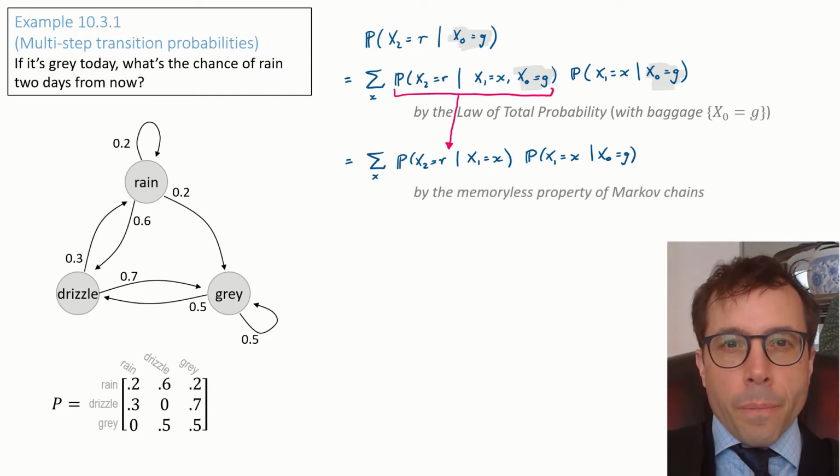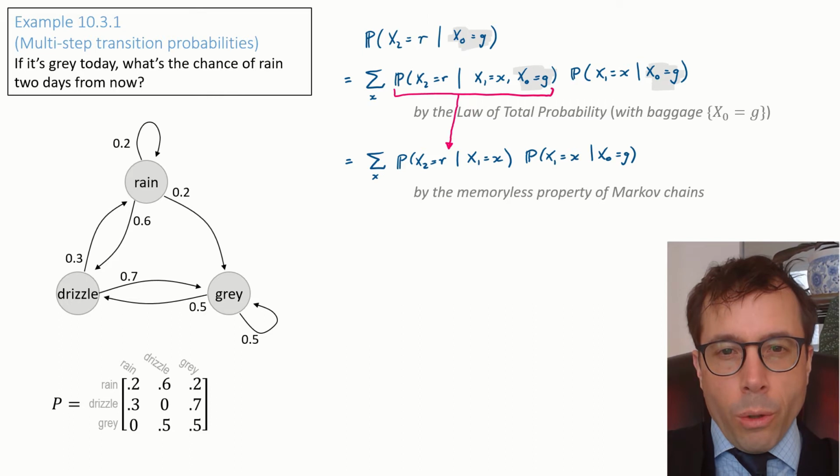Next step, I'll simplify the first term. This term is the probability for x2 conditional on x1 and x0. But the whole point of a Markov chain is that x2 is generated directly from x1, and once we know x1, x0 is irrelevant. We call this memorylessness.